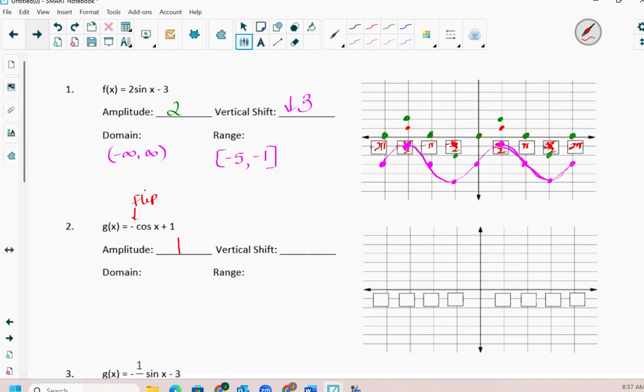Which one's the second one? So you flip. Yeah, that looks good. Sure.